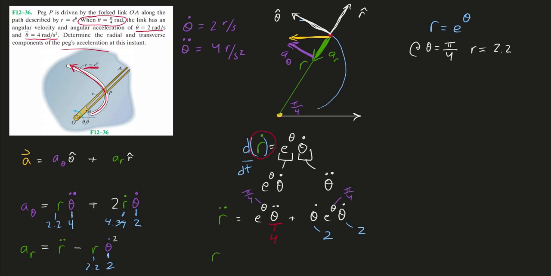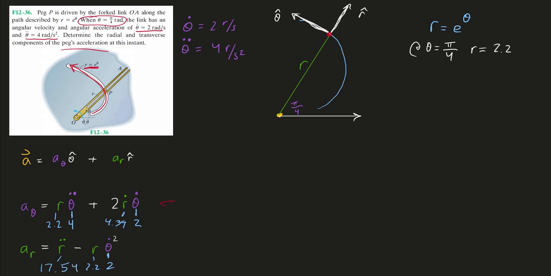So if we bring all that math together, we'll figure out our r double dot. And we'll get a 17.54. My guess would be this would be in meters per second squared. So this is 17.54. So now I have all of my unknowns known here for these equations. So I can do the math. And I'll figure out that my transverse component for acceleration will be a 26.4 if I round up. And for my radial component, I'll get an 8.74.